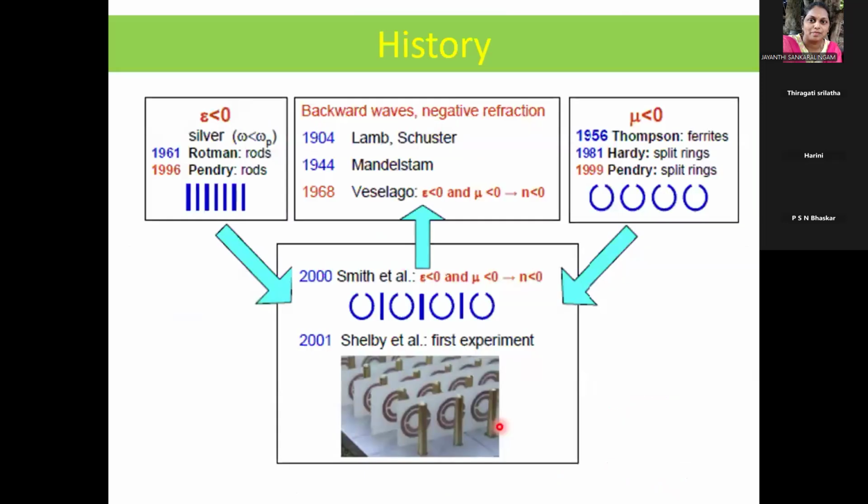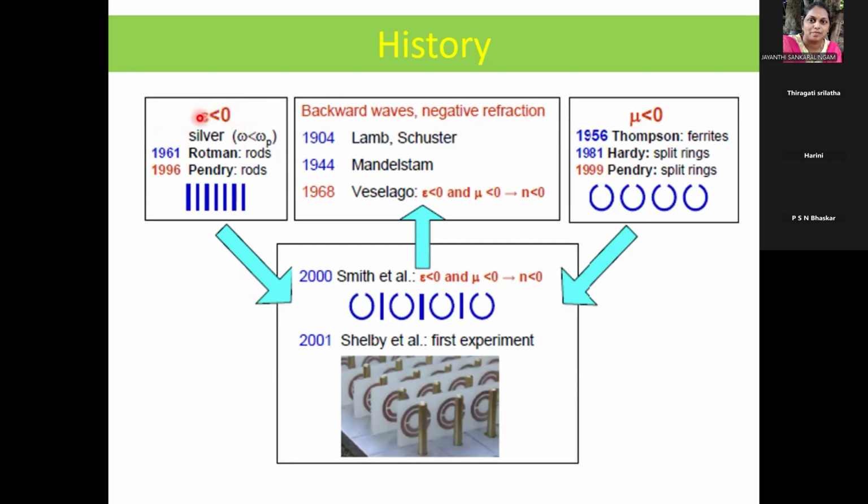So you are going to use the combination of these two structures: the rods and the split rings, where rods control the epsilon and split rings control the mu. If you have a combination of these two, you are going to have negative mu and negative epsilon at the same frequency, by which you can get a double negative material, with properties which are not present in dielectrics, metals, or ferrites.